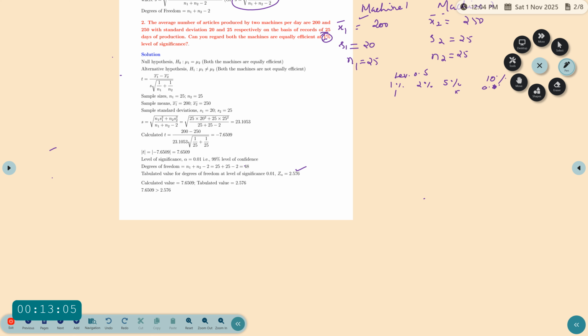We need to compare both the values. So the calculated value is 7.5659, the tabulated value is 2.576. When we compare, this is modulus T, this is T alpha. This is the calculated value, greater than this tabulated value. When the calculated value is greater than the tabulated value, what do we do?